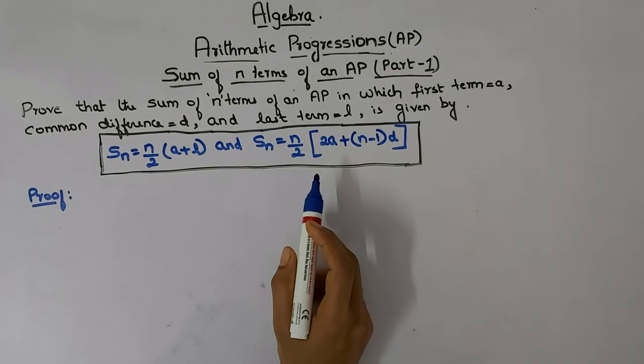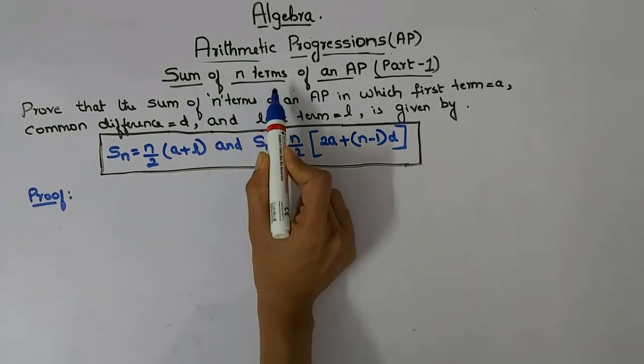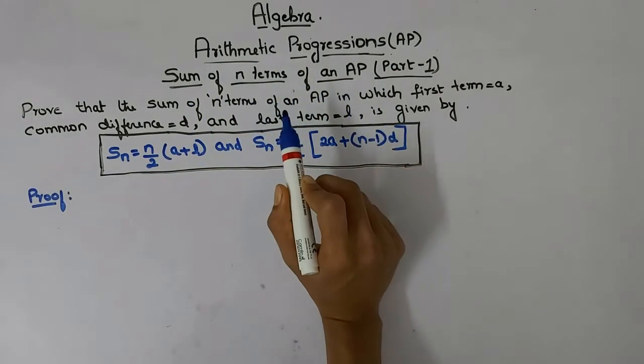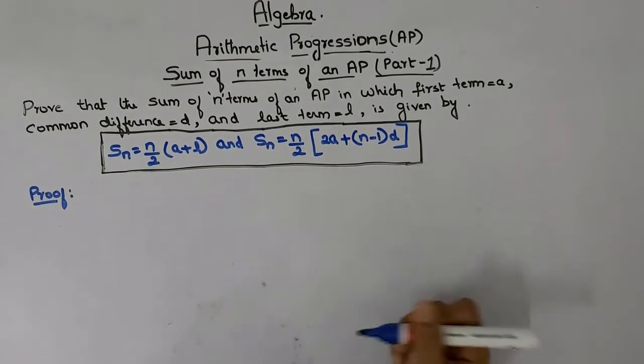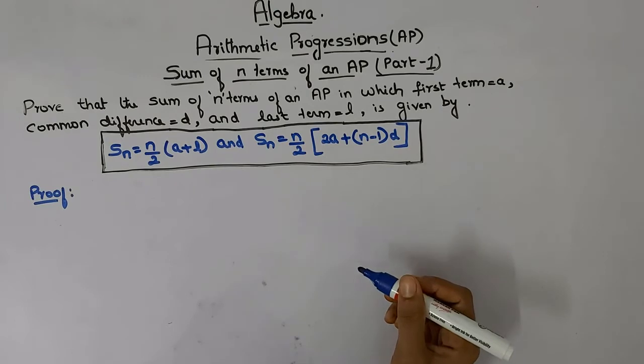In this video, we will see how to find the sum of n terms of an AP. In my previous video, we have seen about arithmetic mean, so if you want to watch that, there is a link in the description box below, you can check that out.